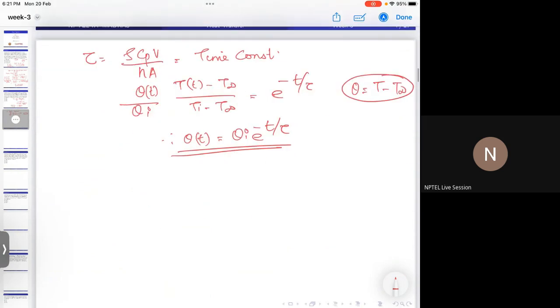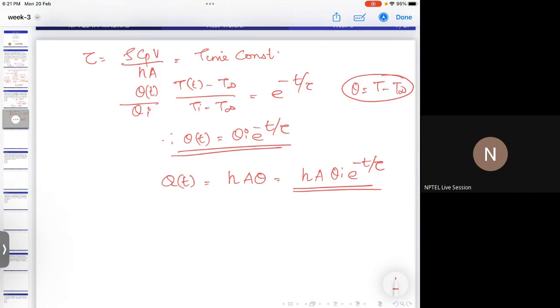That is, we know q at any time is equal to h a theta, right? Or we can say h a theta I e raised to minus T by tau. This is the heat that is entering into the block at any time instant t.